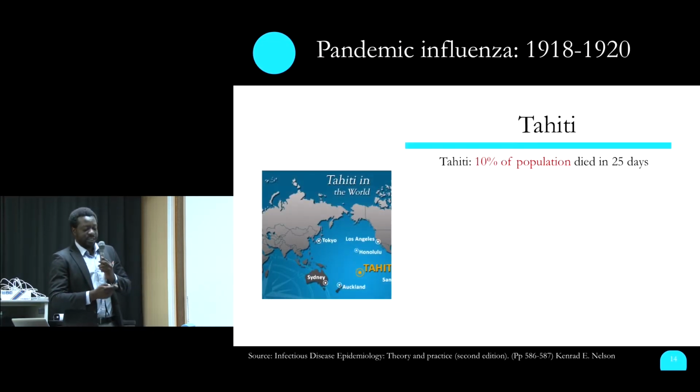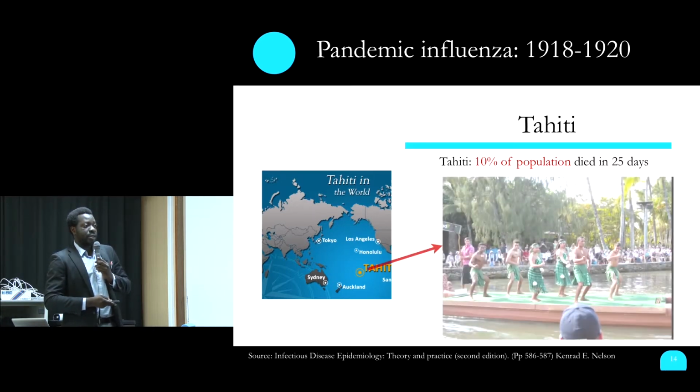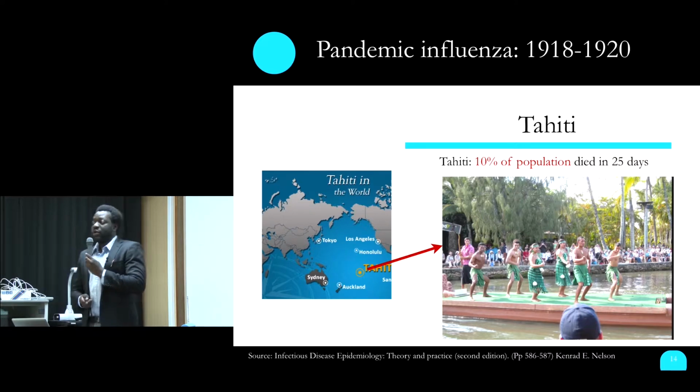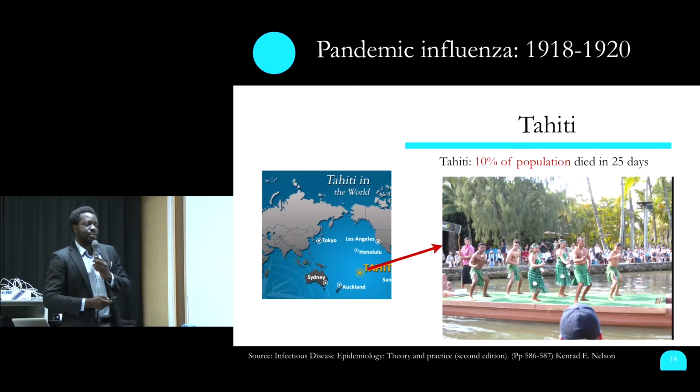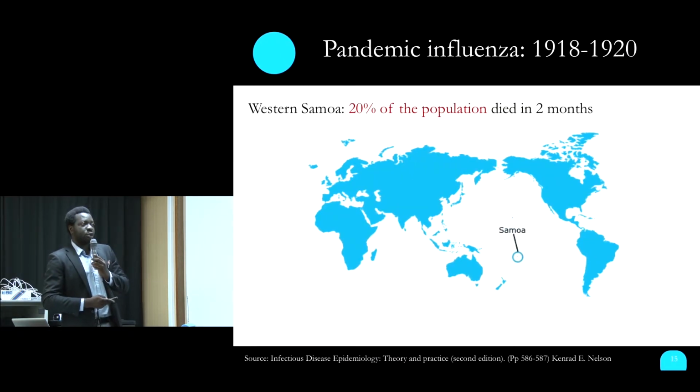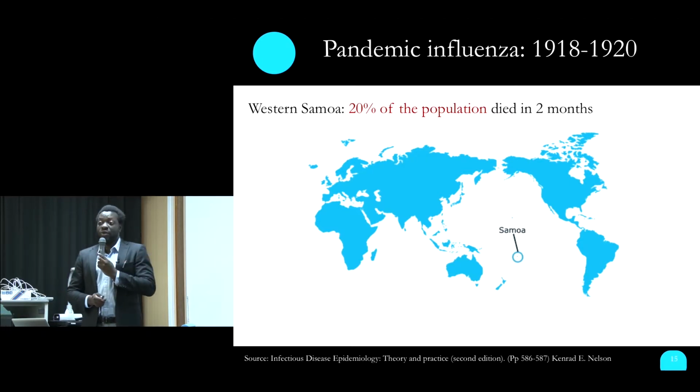And this is Tahiti. It's a small island in the Pacific. It is said that 10% of the population died in only 25 days. This is unbelievable. And another small island in the Pacific, it's Samoa. 20% of the population died in only 2 months.